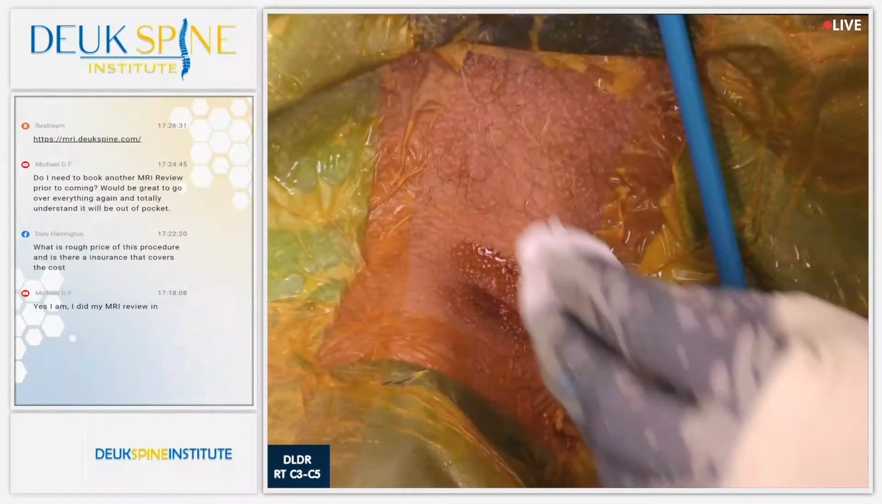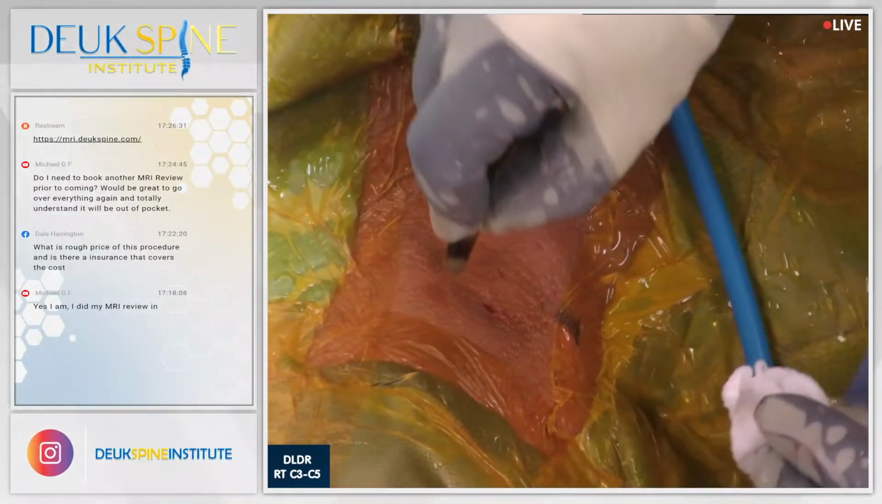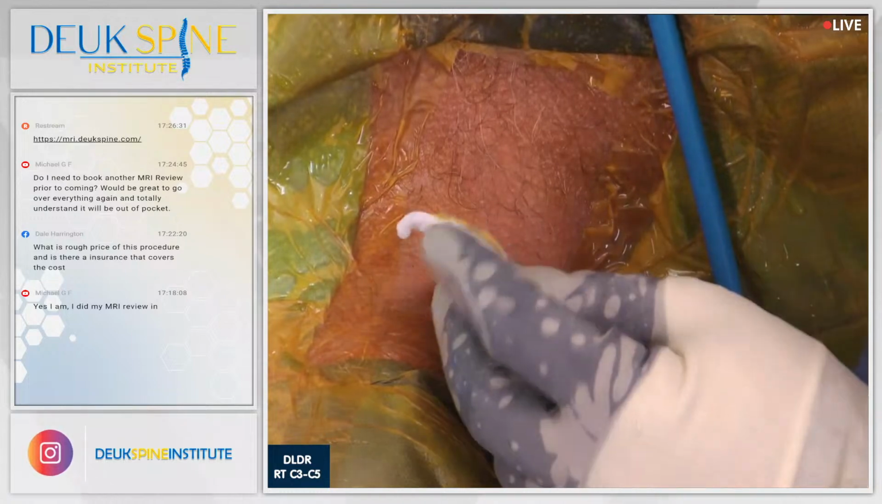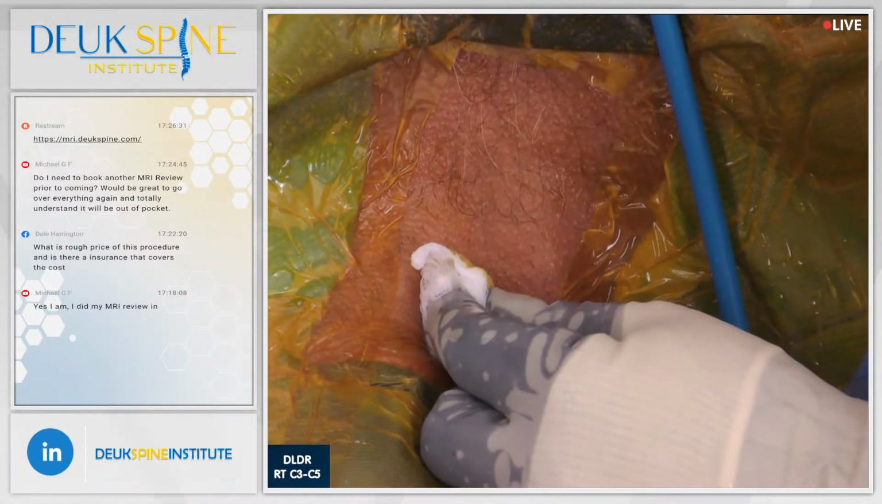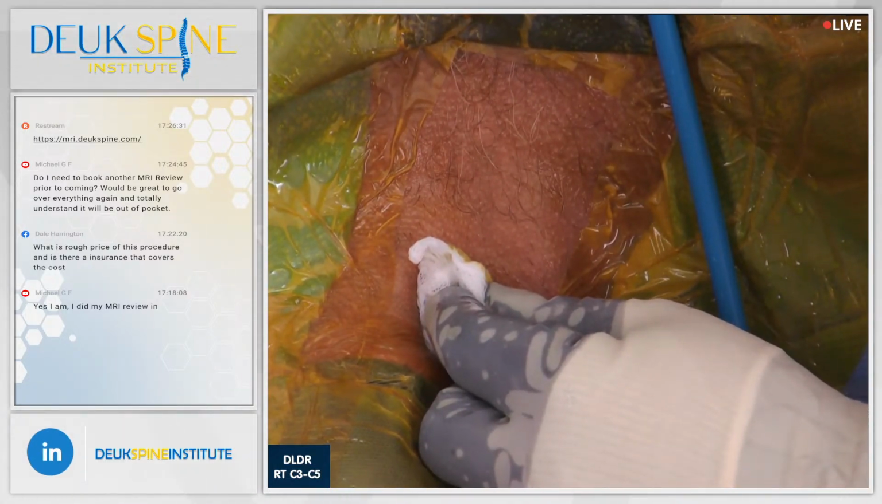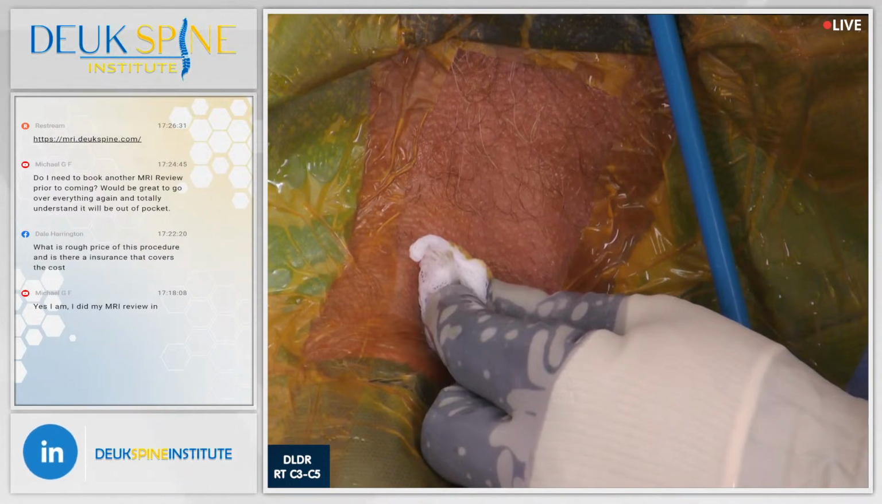All right, guys, you see the incision is 4 millimeters. It's a tiny, tiny little incision. I'm going to put a steri strip, and then I need a 4x4 right after. Okay.